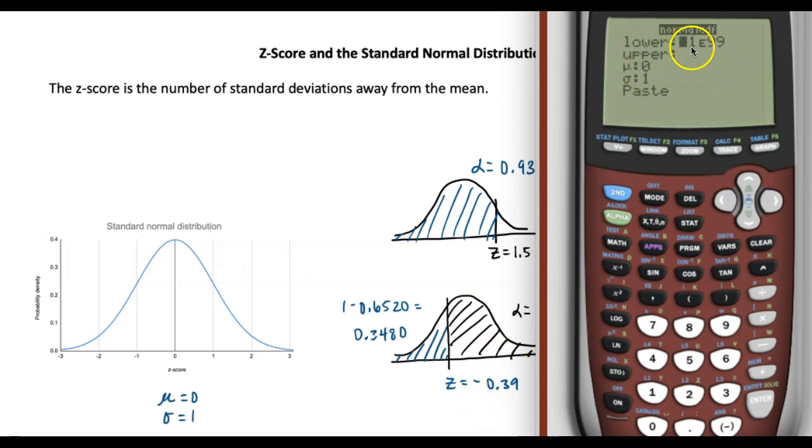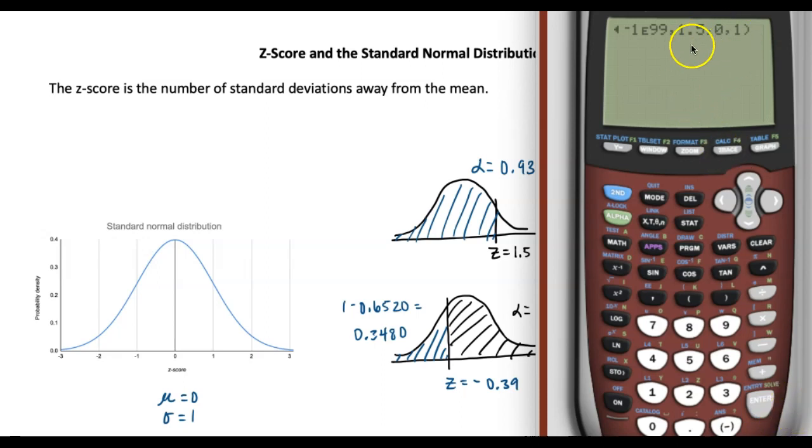And so we're just going to write a very, very large negative number to describe this left side, our left bound. And what normal CDF does in our calculators is it gives us the region of z-scores that we want to find the probability in between. So to the left of z equals 1.5 means we're starting at negative infinity. Our upper bound, going from the left to the right, is going to be 1.5. And because this is a normal distribution, we know our mean is 0, and our standard deviation is 1.